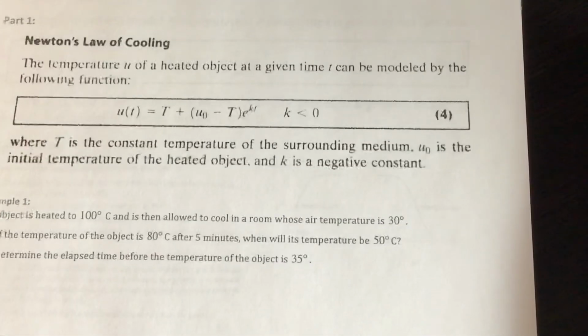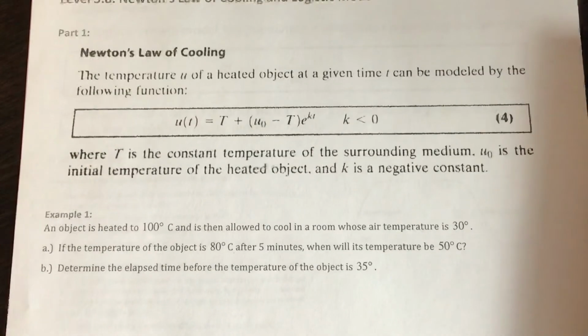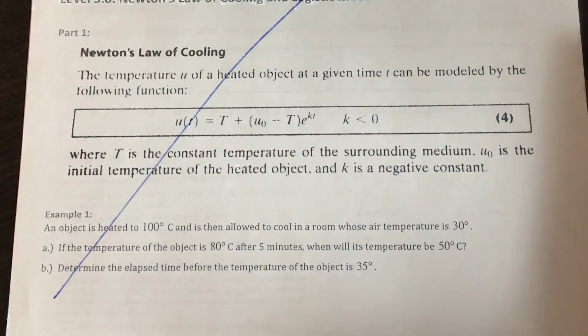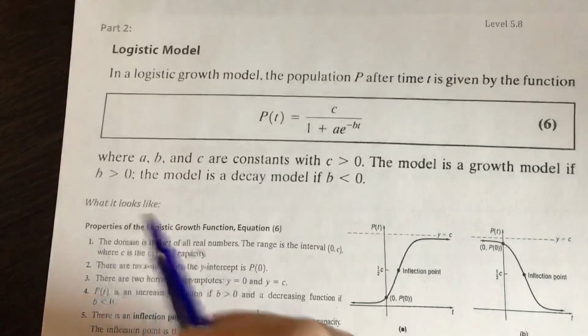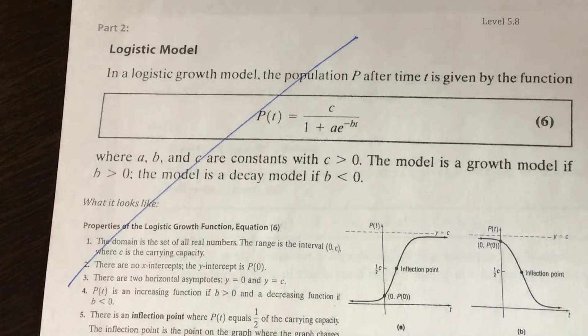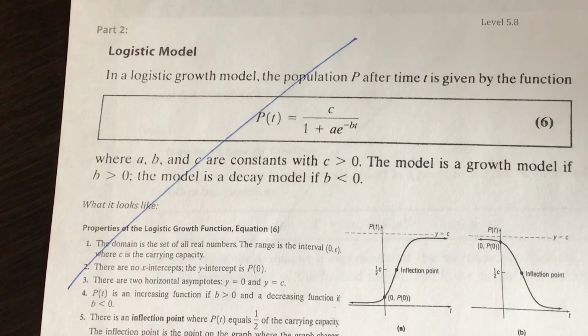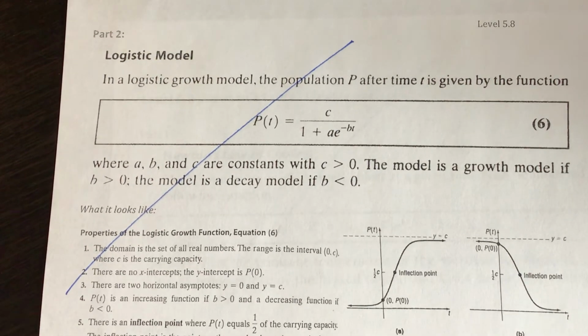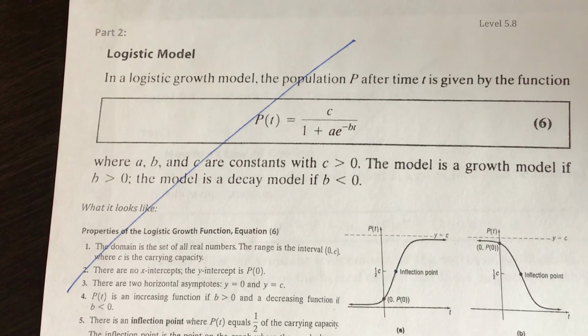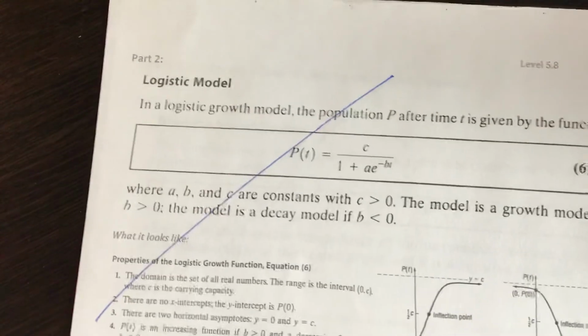All right, next example, Newton's law of cooling. We are not going to do this. Yay, so just cross that out. And the logistic model on the other side, we are also going to cross that one out. All right, so we have just finished what we're learning in Unit 5, and that'll be it. That wraps it up. Thanks.